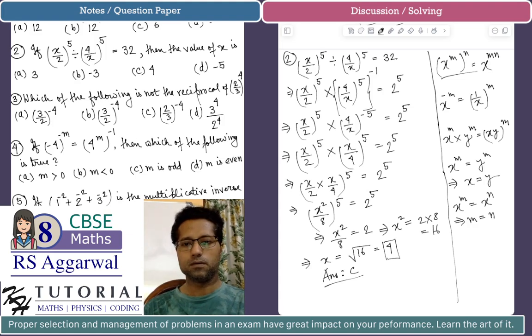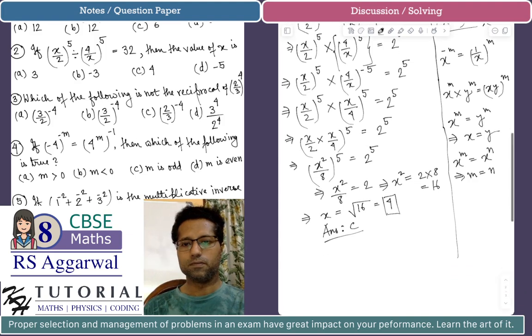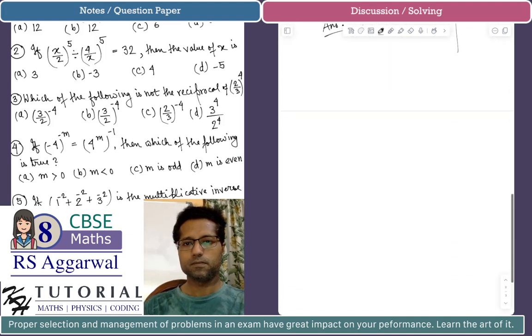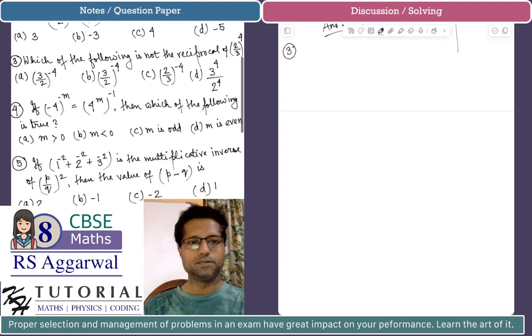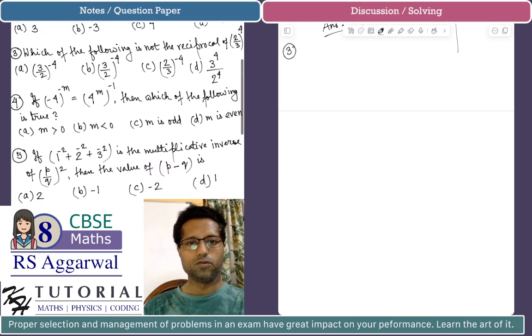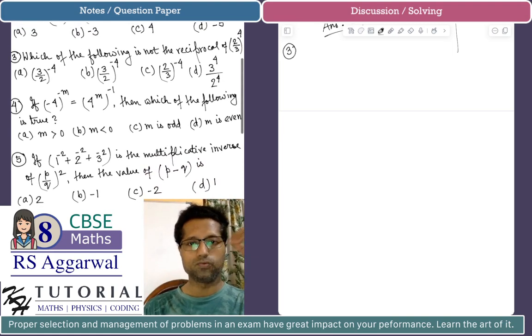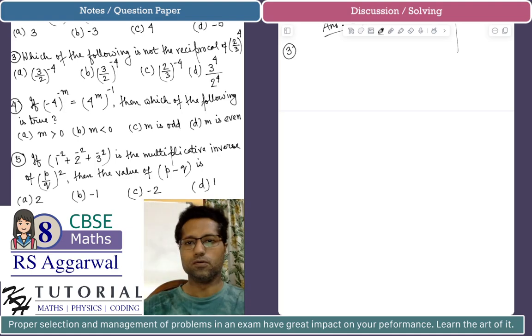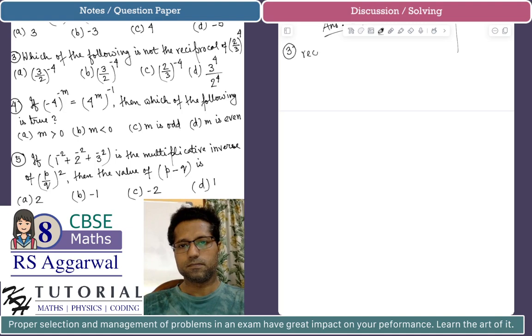Okay, let's do problem number 3. Problem number 3 says: which of the following is not the reciprocal of (2/3) raised to the power 4? Let's find out the reciprocal, or multiplicative inverse, of (2/3) raised to the power 4.